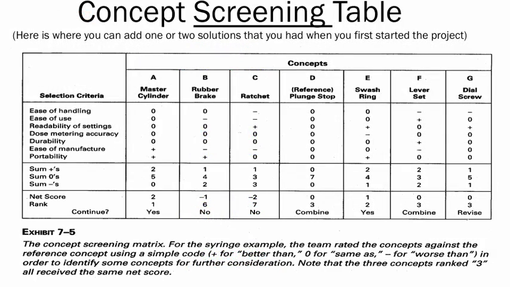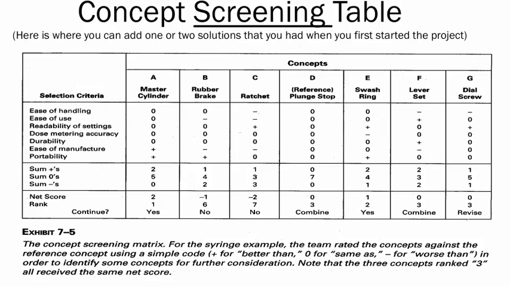This concept screening table looks like this. Here you can see C, D, E, F, and G, which are rubber brake, ratchet, plunge stop, swash ring, lever set, and dial screw along the top. These are the 1, 2, 3, 4, 5, 6, 7 ideas, 7 concepts. We're trying to reduce it down to something smaller. So we put the selection criteria over on the left.